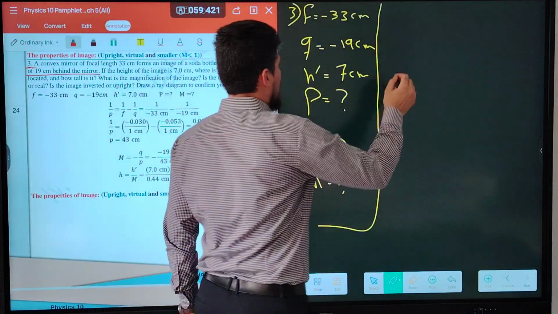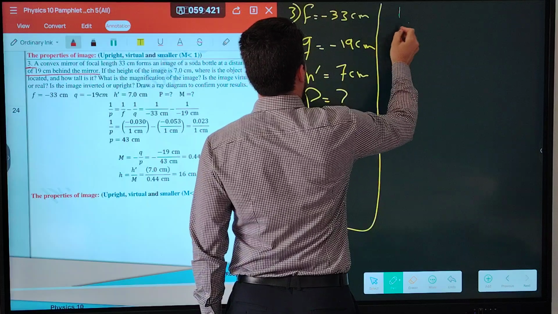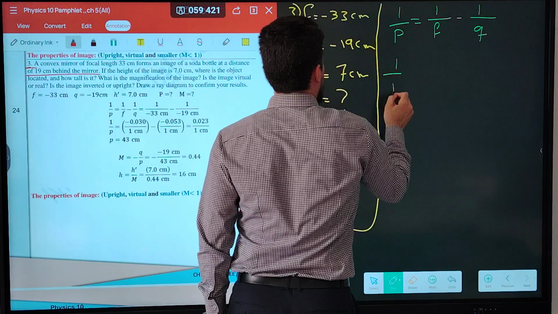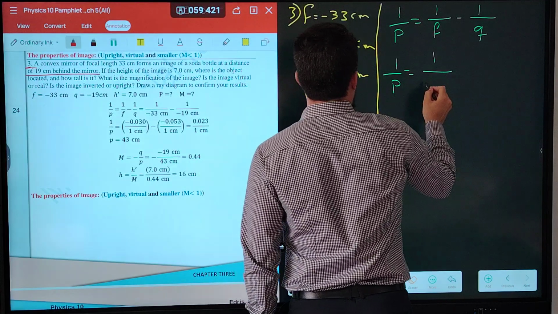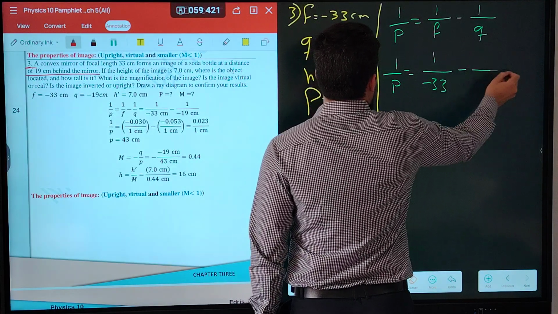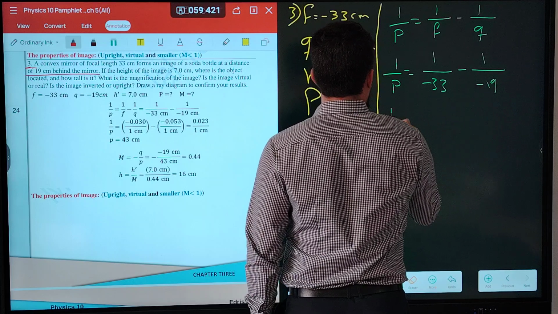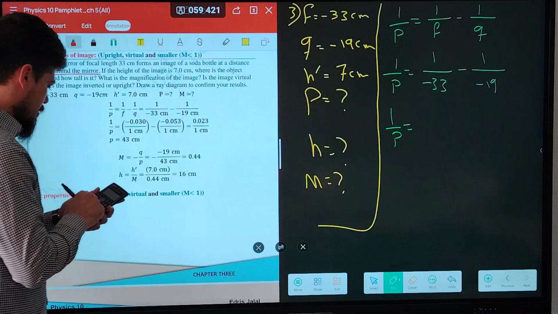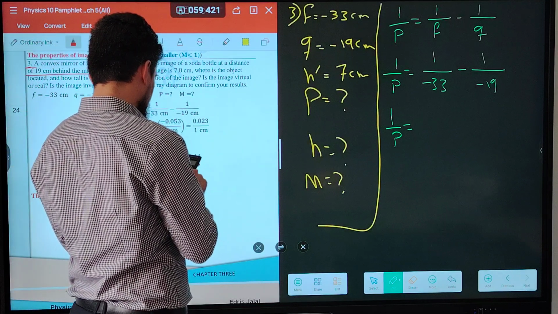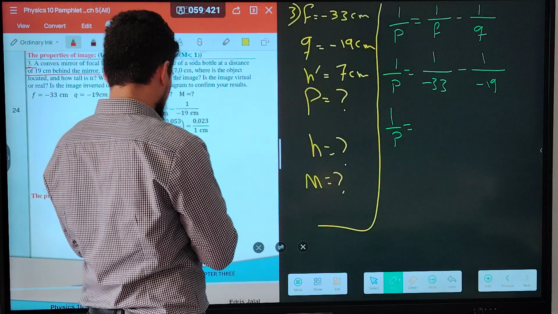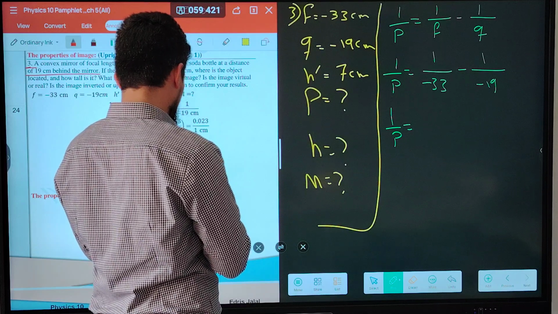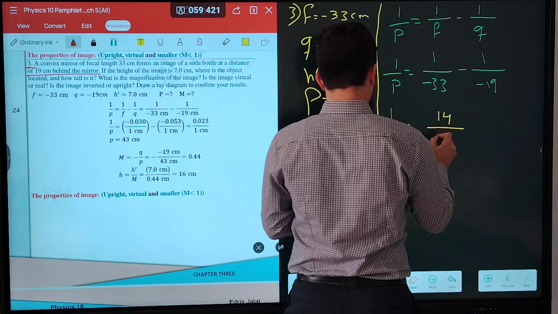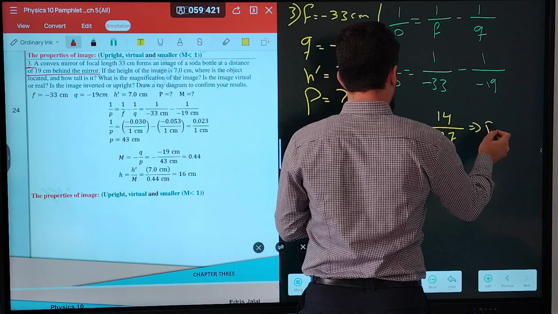It's the same thing, you have to do the same. 1 over P is 1 over F minus 1 over Q, 1 over negative 33 minus 1 over negative 19. 1 over P is equal to 1 divided by negative 33 minus 1 divided by negative 19, which is equal to 14.620. Flip both sides. P is equal to what?